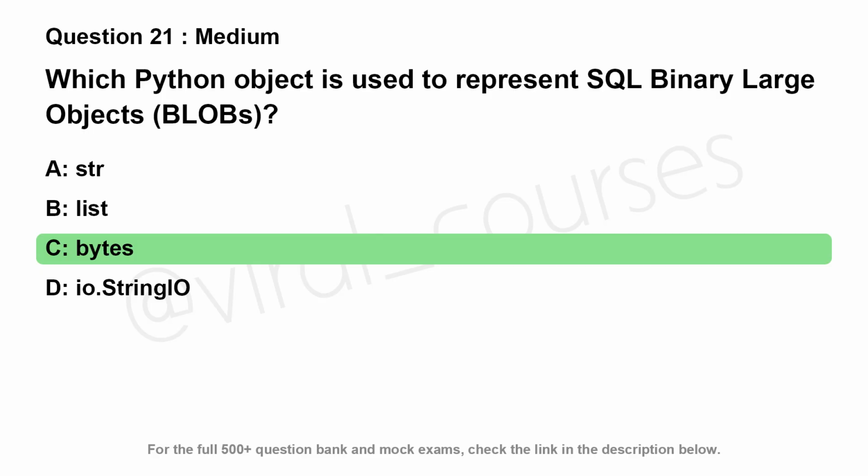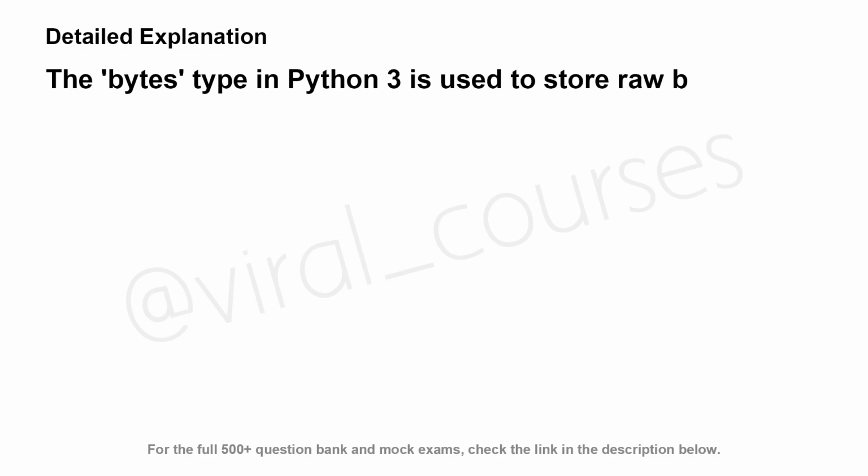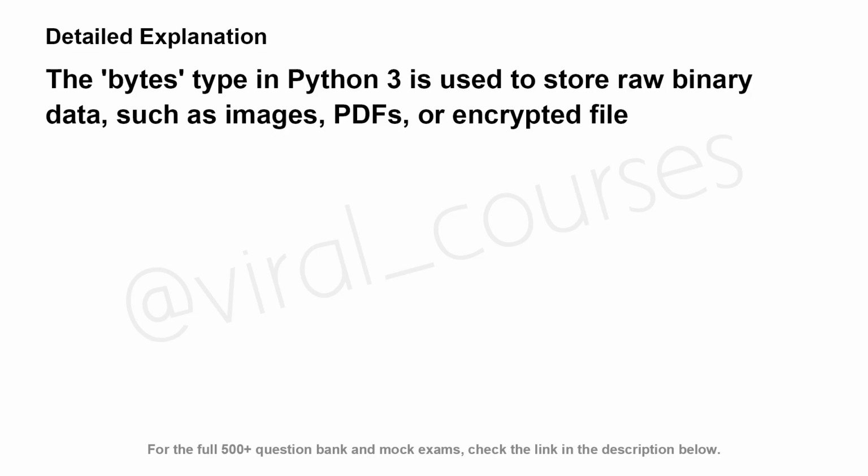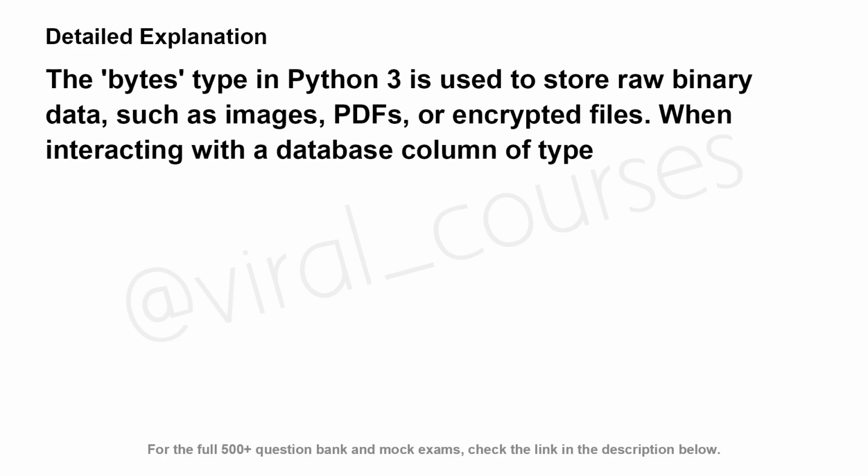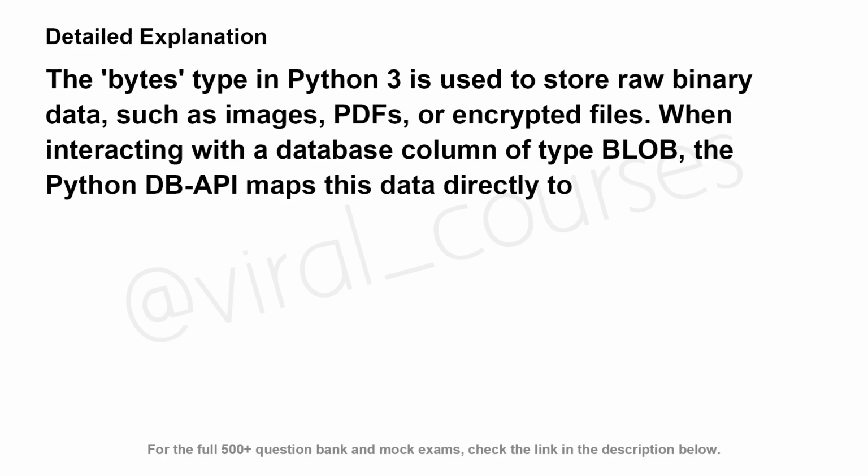The correct answer is C. The bytes type in Python 3 is used to store raw binary data, such as images, PDFs, or encrypted files. When interacting with a database column of type BLOB, the Python DB API maps this data directly to and from bytes objects.